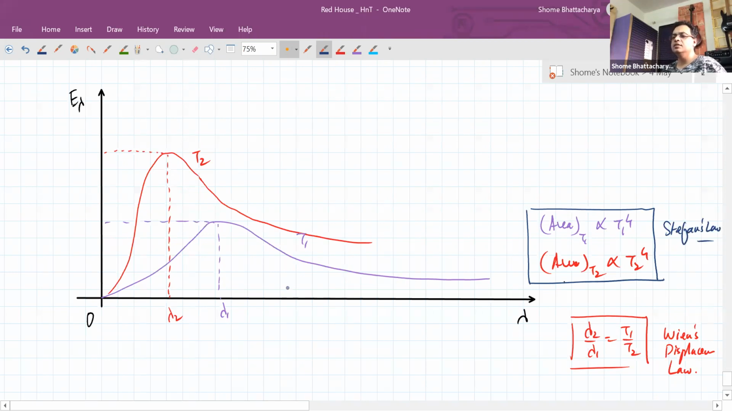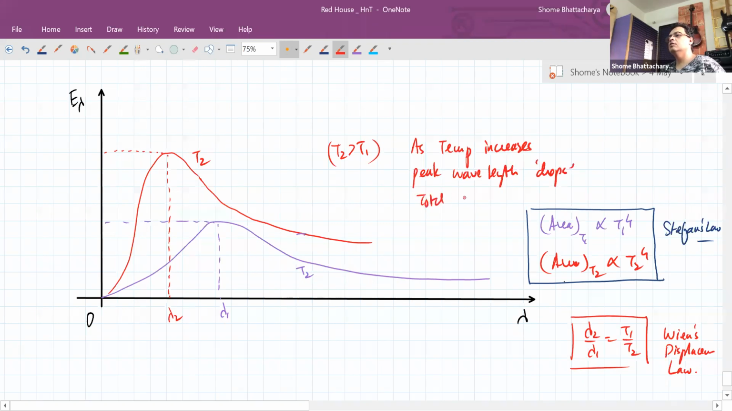So the total area under the graph will have to increase by a factor of T2 by T1 to the power 4. But the peak wavelength will decrease in such a way that it goes by T1 by T2. So here obviously T2 is greater than T1. So as the temperature increases, the peak wavelength drops or decreases, whereas the total area, which is the emissive power, increases.